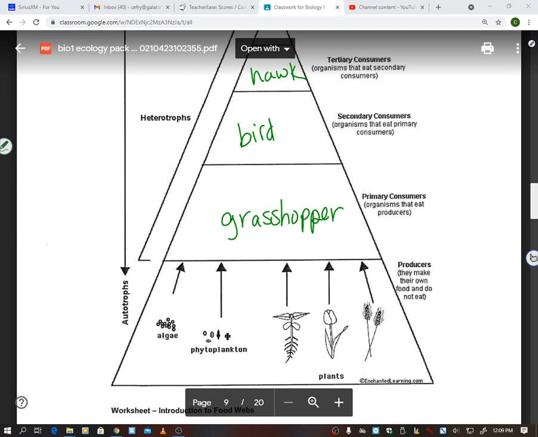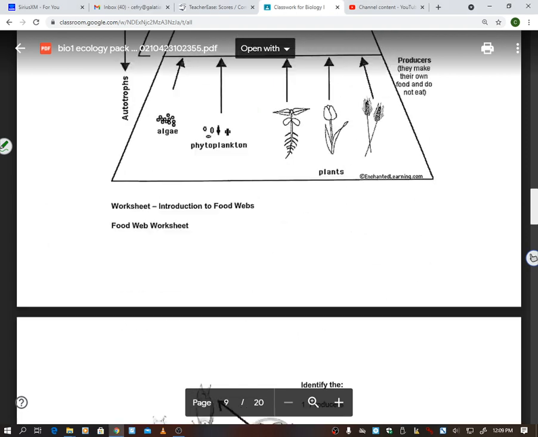Okay, or a cat. I could have put a cat up here. I don't know about you guys, my cats are constantly killing birds. So you could do that. Now, this is just something I came up with off the top of my head. You could have written a number of different food pyramids here.